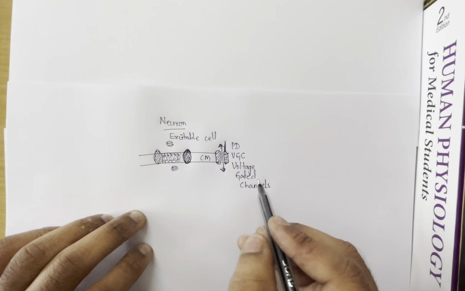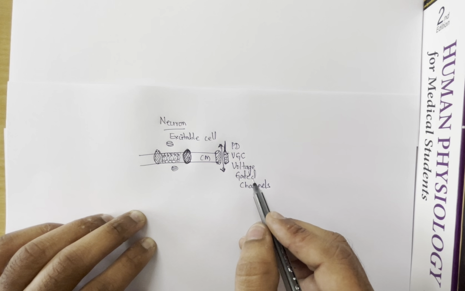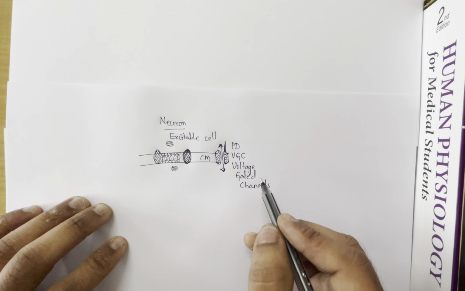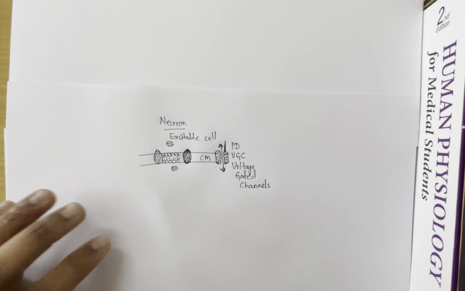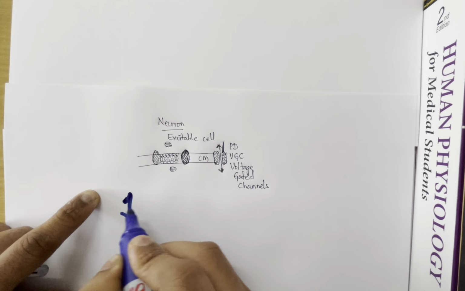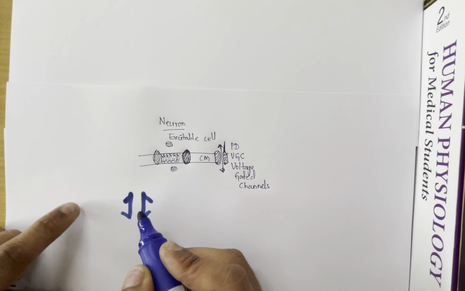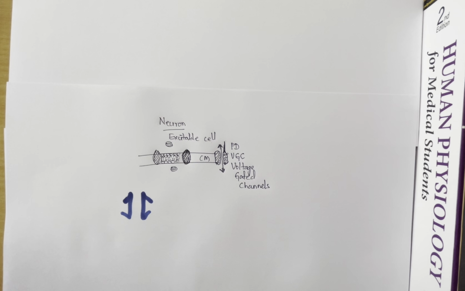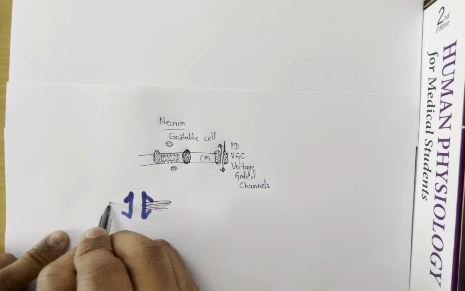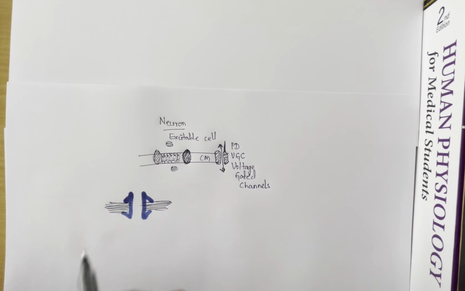Now there are different types of voltage gated ion channels over the cell membrane. We'll give an example of voltage gated sodium ion channels. So this is a transmembrane protein across the cell membrane, and this is the cell membrane, and this is the transmembrane protein, and this will have a gate.